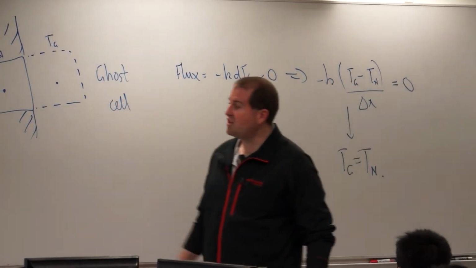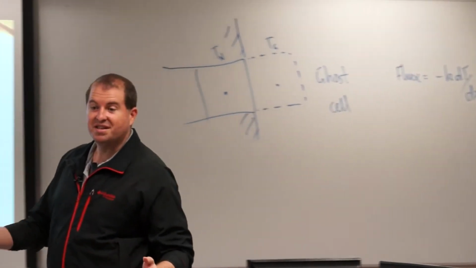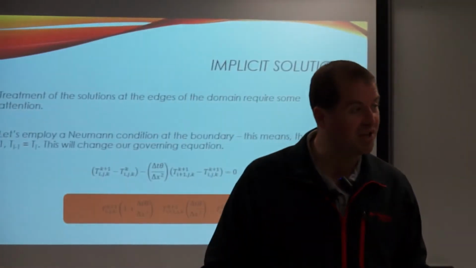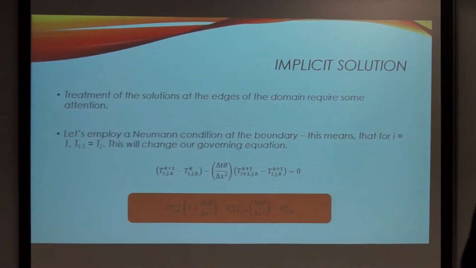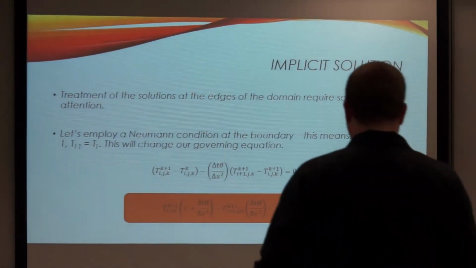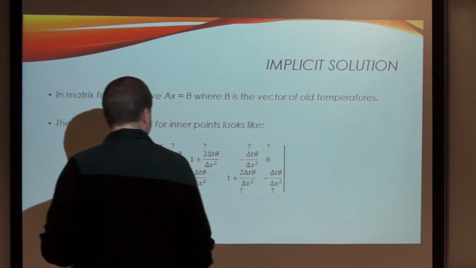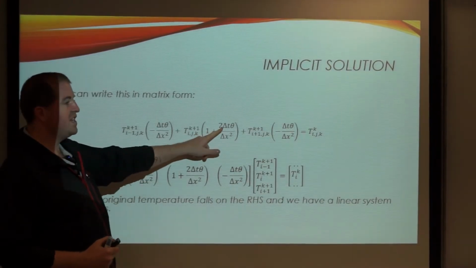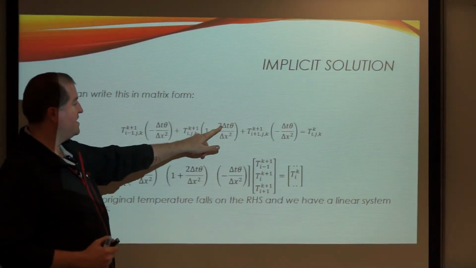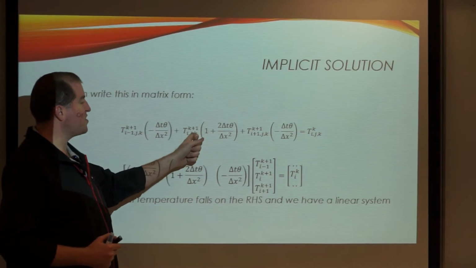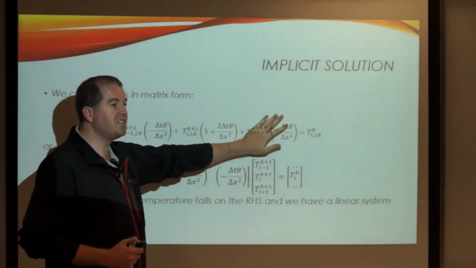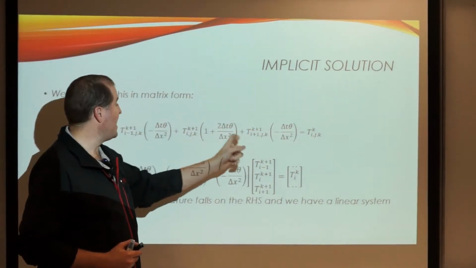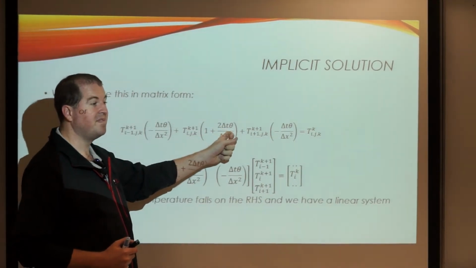So the temperature on the outside, on our fake point, must be equal to the temperature on the inner point. What does that mean for us? Well, our original equation, let's have a look. We have two of these, right? If one of these is equal to this guy, one of those terms is going to disappear, and this is going to reduce by 1.